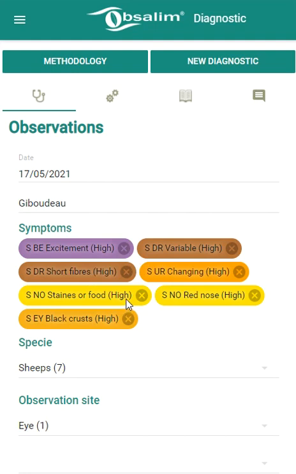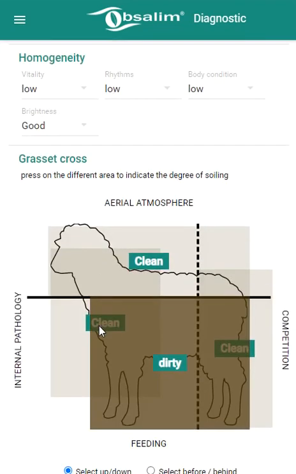Concerning the head, we saw sticky food in the nostrils with the presence of a border of dust on the top of the nose. We also had red nose, and concerning the eyes, black crests were visible on 2/3 of the animals. To interpret the diagnosis, we still need to read the grass across and the homogeneity.